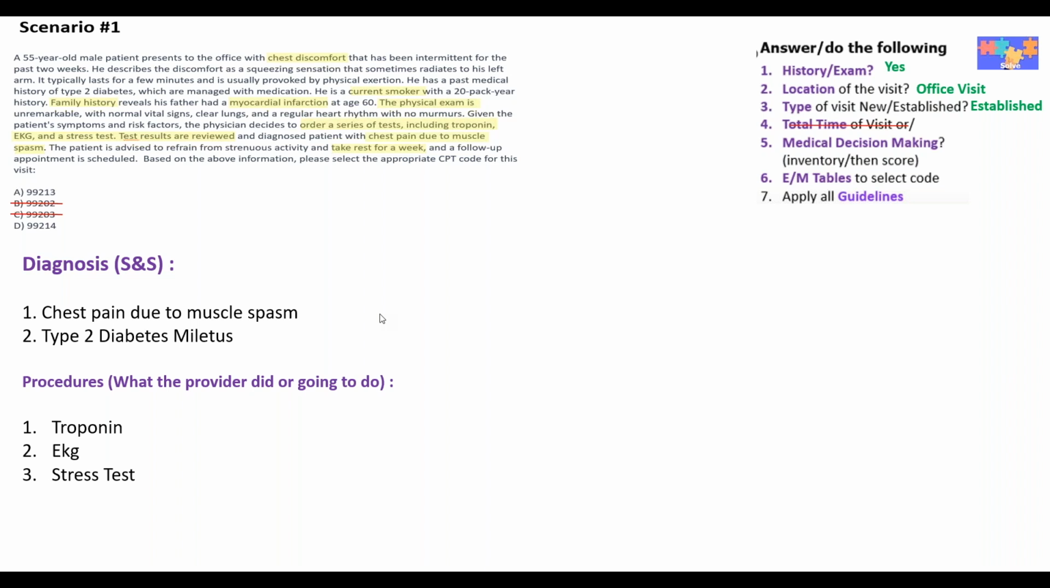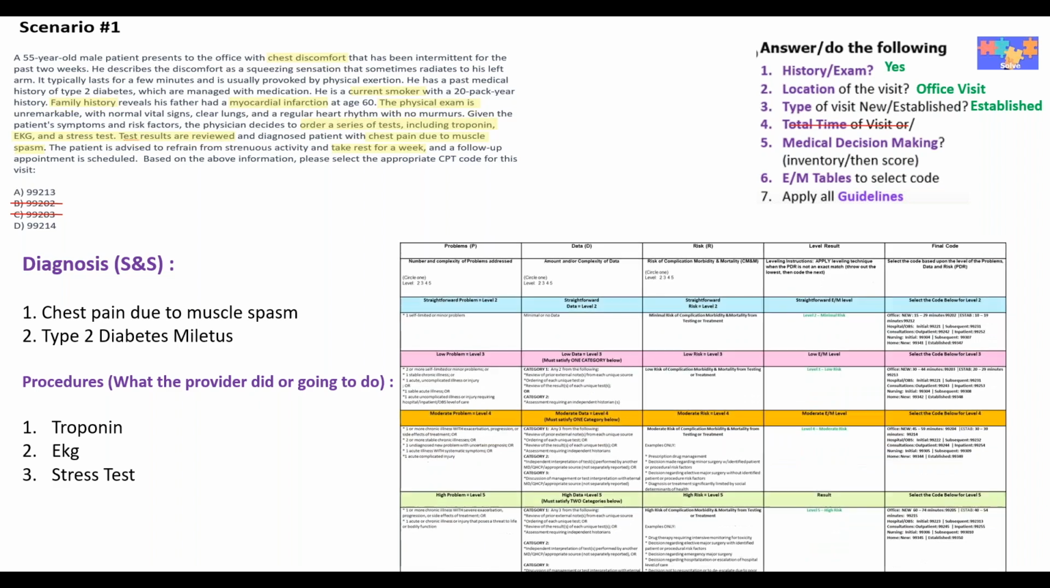So would you consider diabetes mellitus in the problem addressed? No, because the condition was not addressed in this scenario. That was not treated here. Treatment and all the workup was for the chest pain. So where do you take the chest pain in the problem column, coders? Where does the chest pain due to muscle spasm fall?